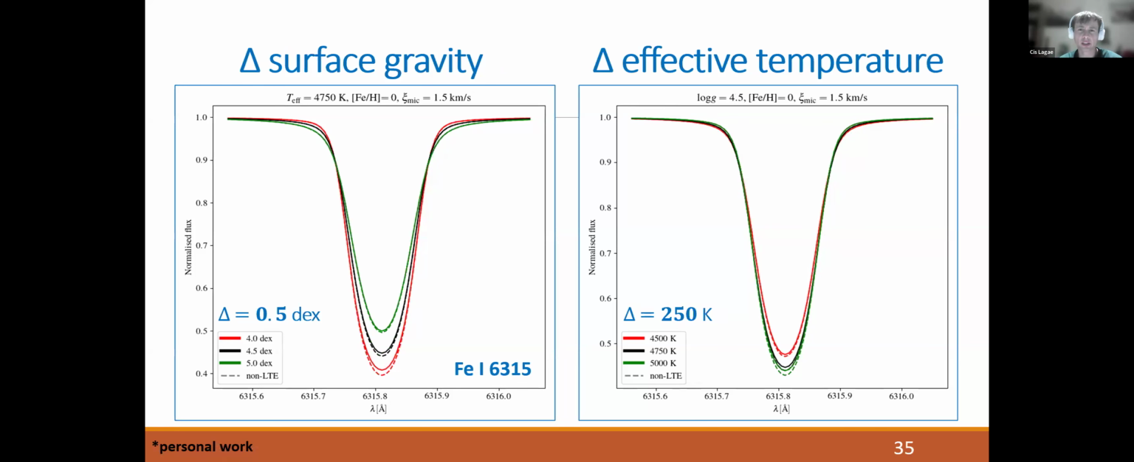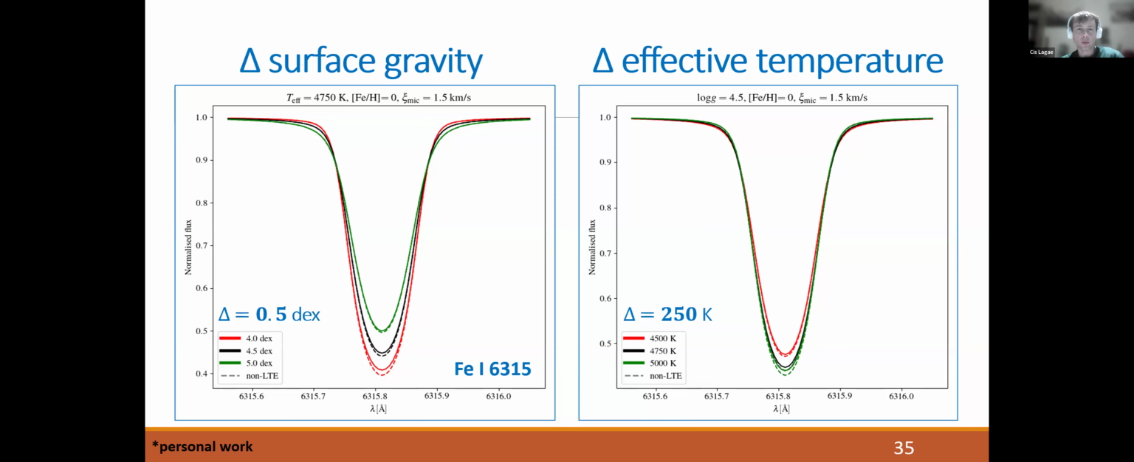Looking at surface gravity and temperature, changes of 0.5 dex in gravity have a large effect on the line. For temperature, 250 Kelvin has a decent effect going from 4,500 to 4,750 Kelvin, and after that it's a bit smaller. So these are very easy tests to do. These took me less than a day, and if you know the uncertainties of the stellar parameters of your star, this really gives you a good idea of how the spectra change according to these uncertainties.